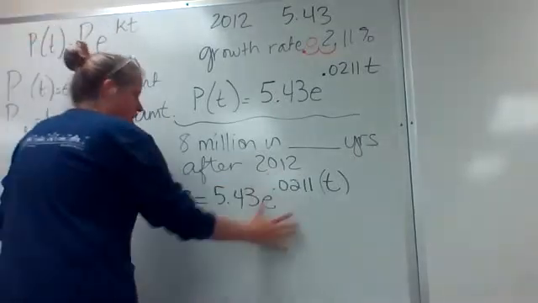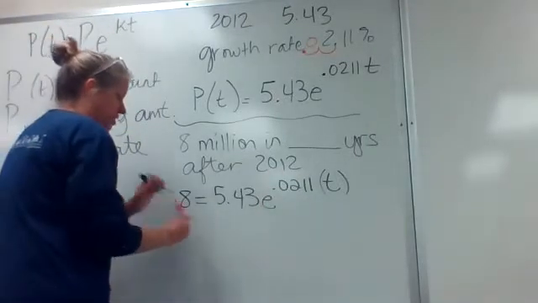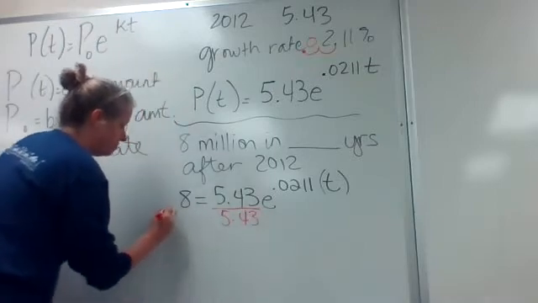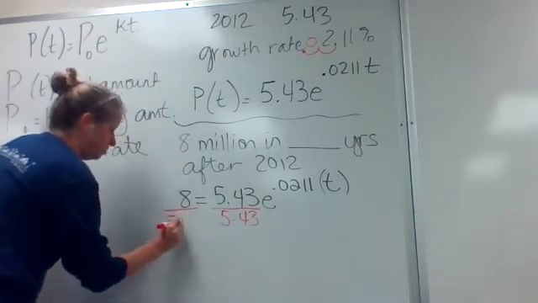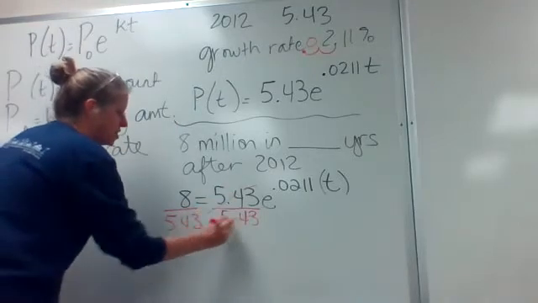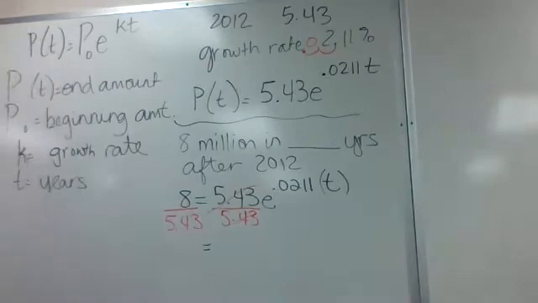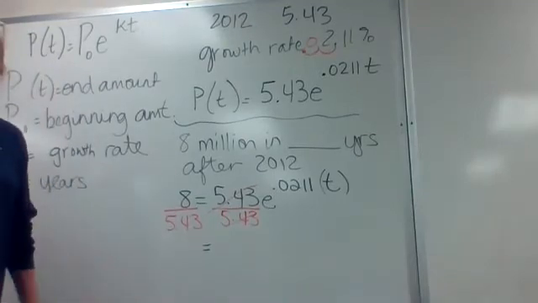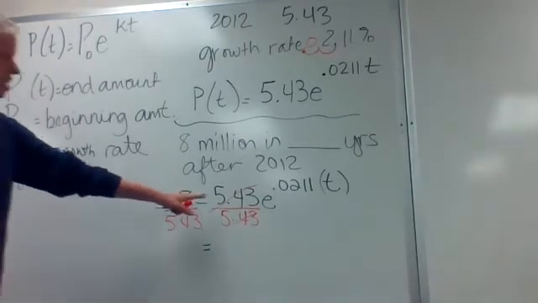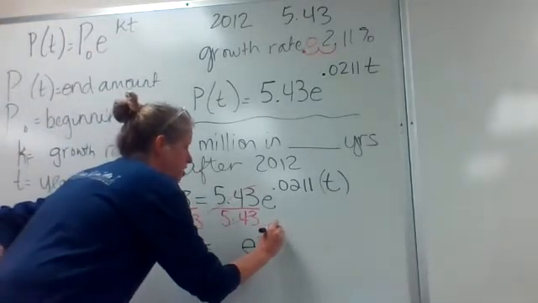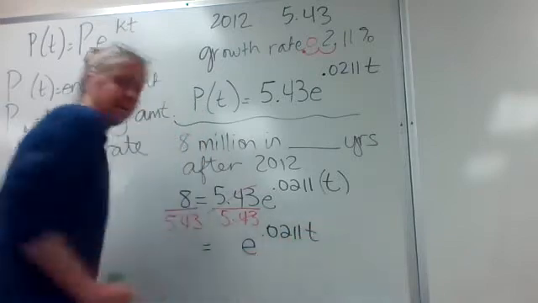So I'm trying to move all of this over here to get that T by itself. So I'm going to divide by 5.43. So I can get everything over here. And then at the very end, I'll just put all that's over here in my calculator. So I canceled out the 5.43. So now I have e to the 0.0211 t.